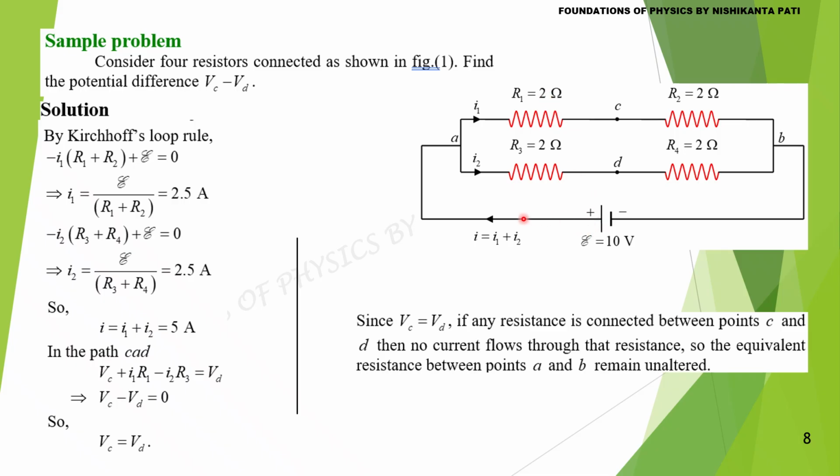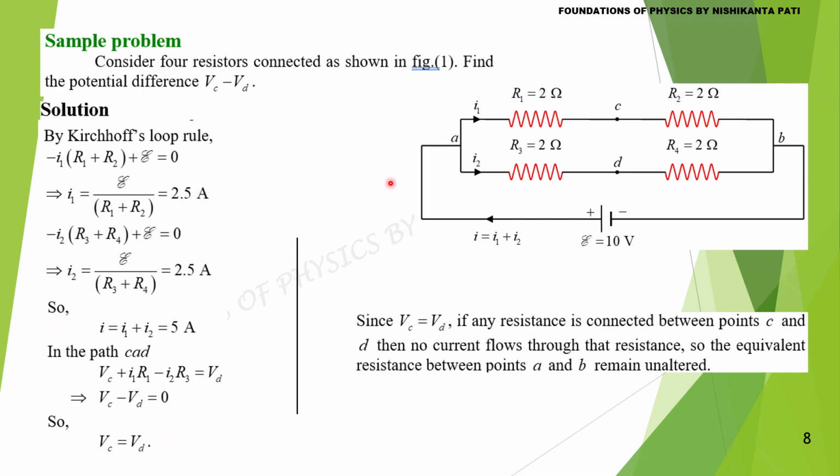Let the current I flow, let I1 flow, I2 flow. By Kirchhoff's first law, I equal to I1 plus I2. By Kirchhoff's second law, to this loop, minus I1 R1 minus I1 R2 plus E equal to 0. So I1 is 2.5 ampere.